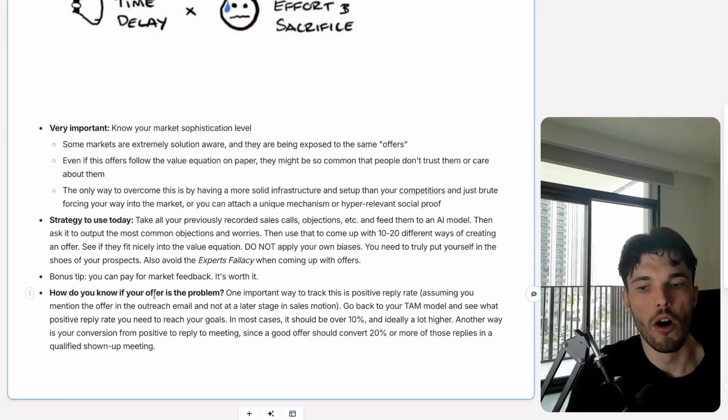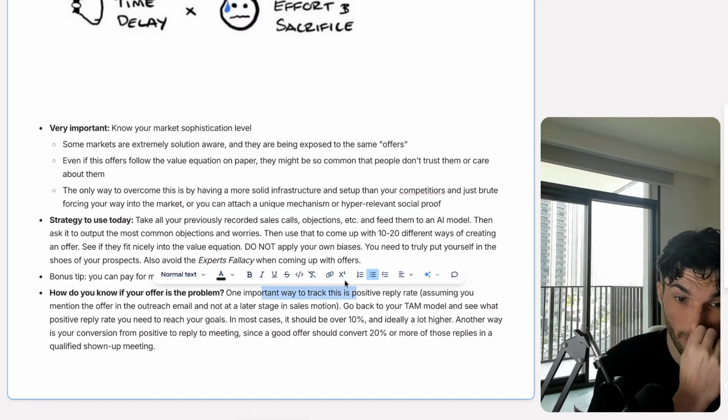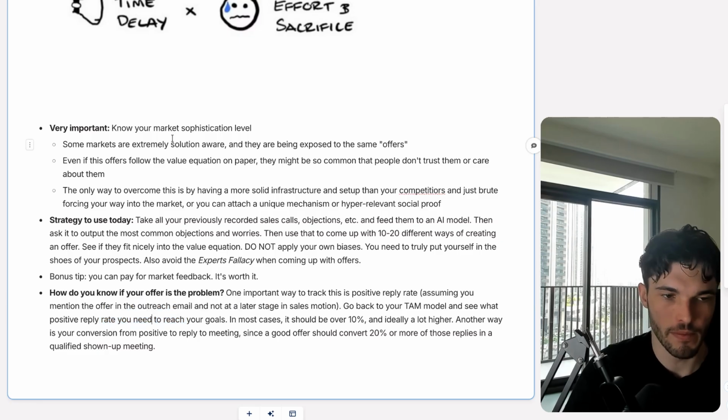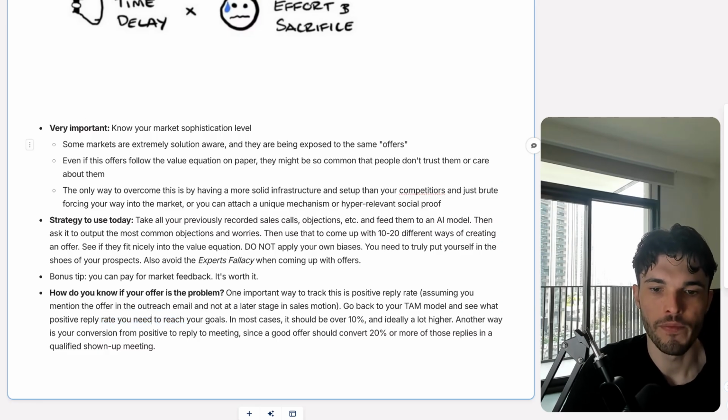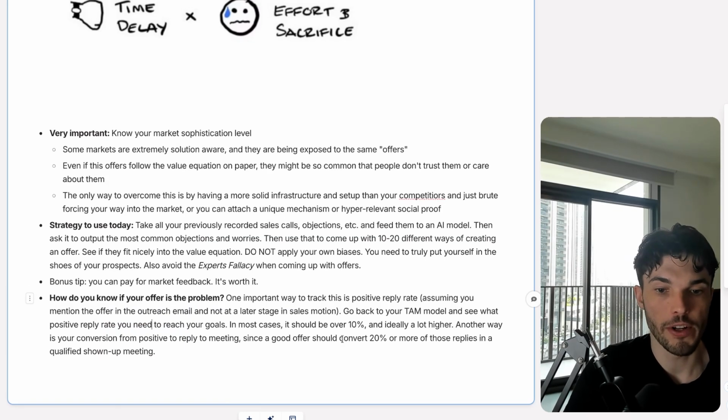So how do you know if the offer is the problem? One important way to track this is the positive reply rate, assuming you mentioned the offer in the outreach email and not at a later stage in the sales motion. So go back to the TAM model that we showed before and see what reply rate you need to basically reach your goals. That's the calculation I showed above. In most cases, your positive reply rate should be over 10% and ideally a lot higher.